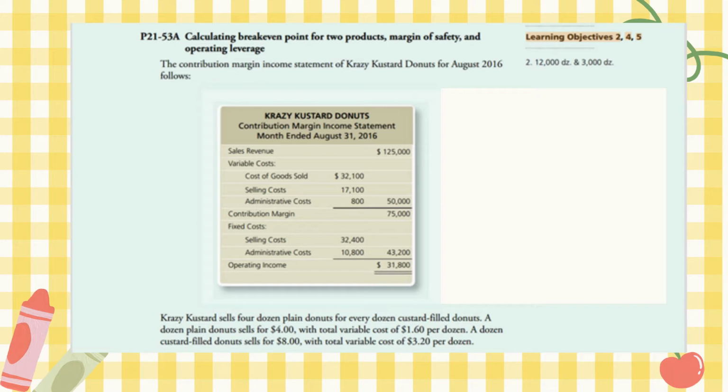Okay, now a dozen plain donuts sells for $4 with total variable cost of $1.6 per dozen. So again, it's per dozen. He said total variable cost because, as you can see, we have 3 items, so he computed the total variable cost per dozen. A dozen custard filled donuts sells for $8 with total variable cost of $3.2 per dozen. So he gave you the sales price and the variable cost per dozen for each product. Okay, so I need to write them down first.